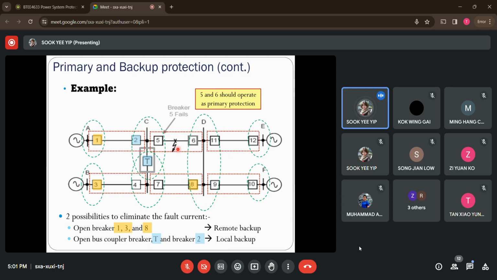Are you able to see? So that's how we identify the answer here. So do you have any questions related to this example?